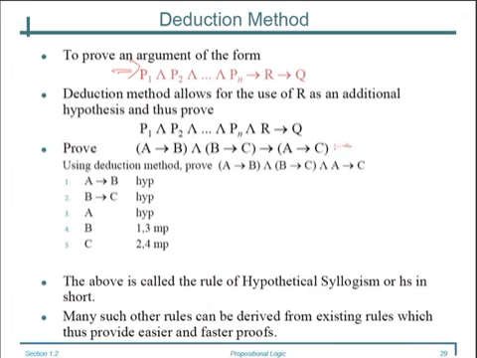And that's basically what these exercises are about. If our first hypothesis is A implies B, and our second hypothesis is B implies C, and the third hypothesis is A. So basically, in order to prove this, we have three hypotheses: A implies B, B implies C, and A.